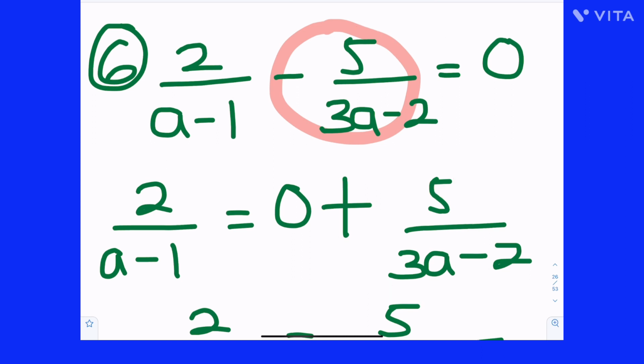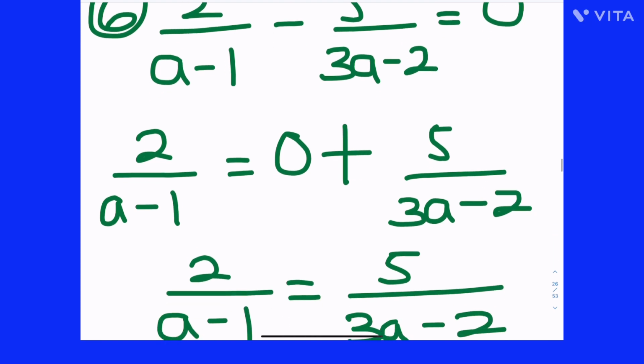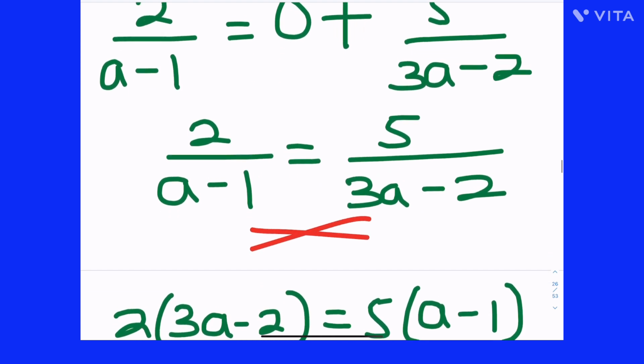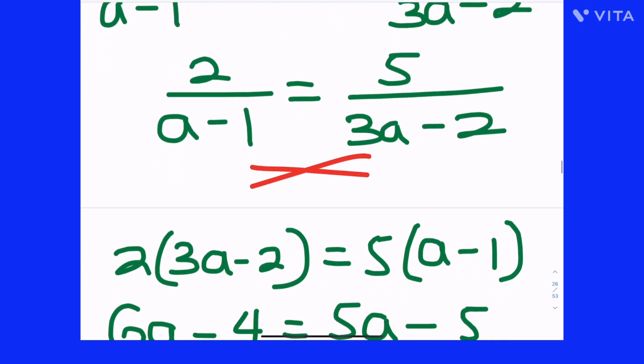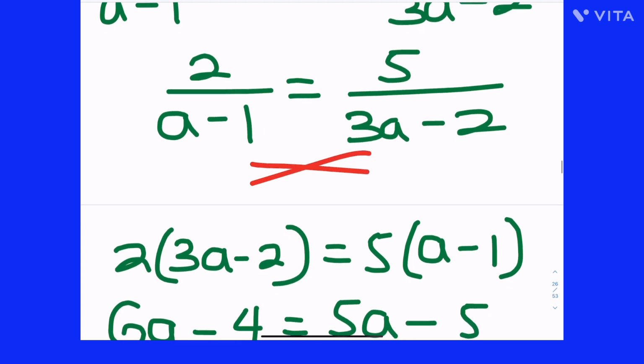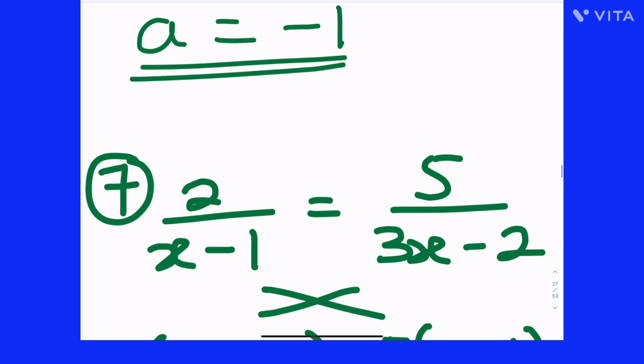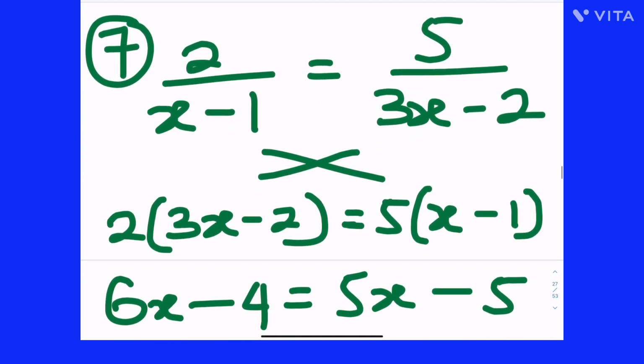So 2 over a minus 1 minus 5 over 3a minus 2 is equal to 0. We change to 0 plus 2 over a minus 1 is equal to 0 plus 5 over 3a minus 2. So 2 over a minus 1 is equal to 5 over 3a minus 2. You cross multiply. The rest is as usual when you cross multiply. Check it very well. Number 7 is the same thing.